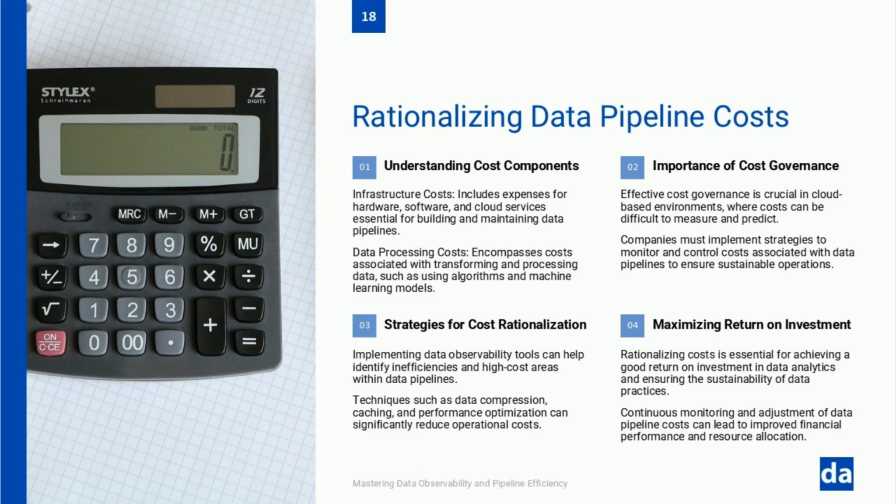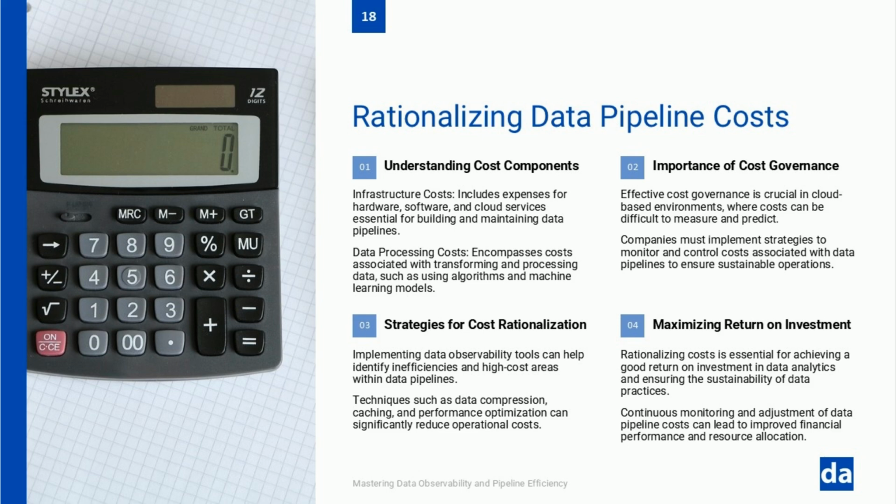2. Importance of cost governance. Effective cost governance is crucial, especially in cloud-based environments where costs can be unpredictable. Companies must implement robust strategies to monitor and control costs to sustain operations. Without governance, costs can spiral out of control, as seen in the case of Unity Technologies. Their $110 million error resulted from bad data, showcasing how unobserved inefficiencies in data handling can directly impact finances.